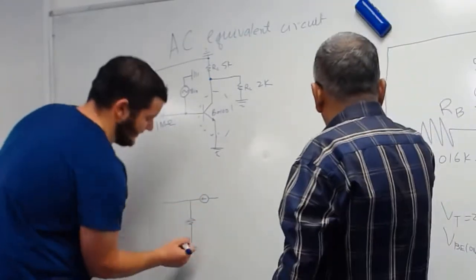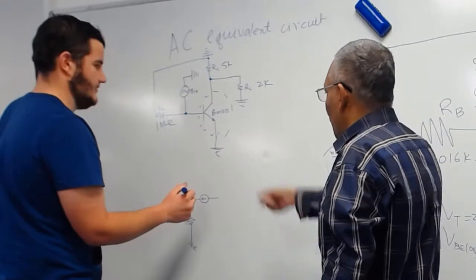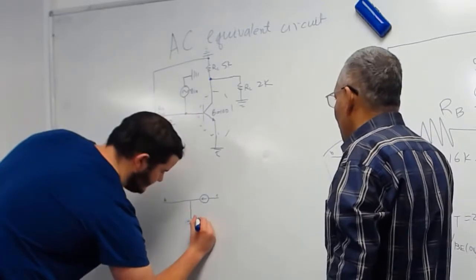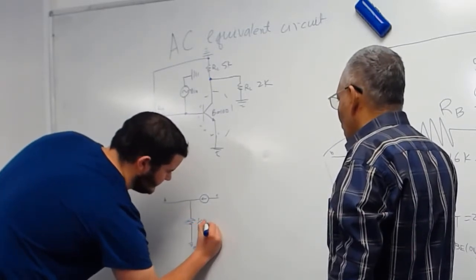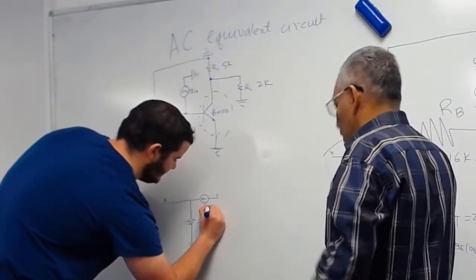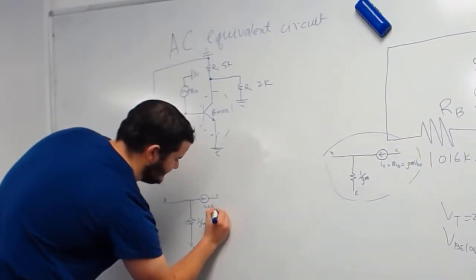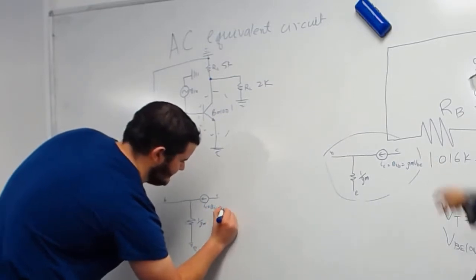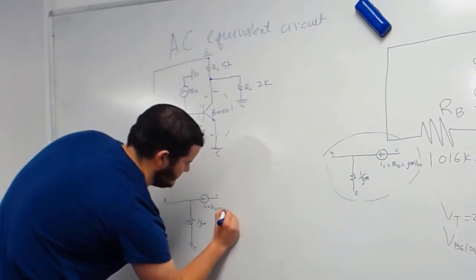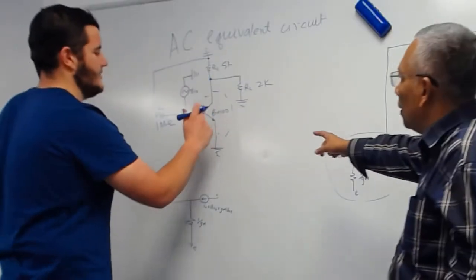So you can put all these values here. Then just bring them all to ground. Give them the names. ic is equal to beta ib, equal to gm vb. The m is a bit lower than the g. Okay, then that bit is done.